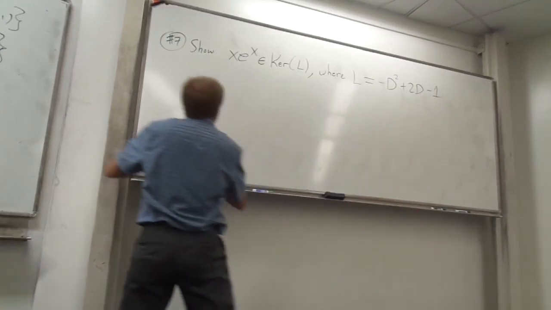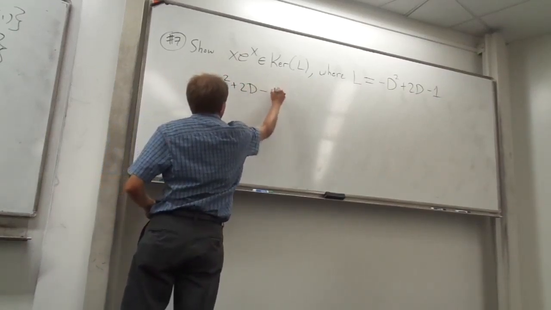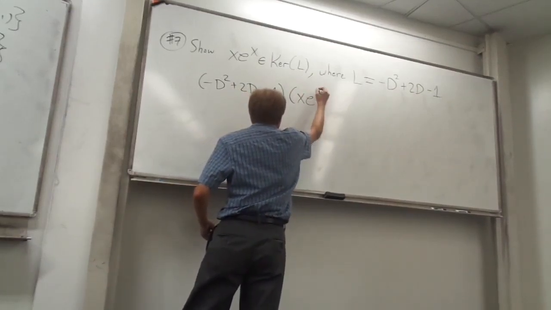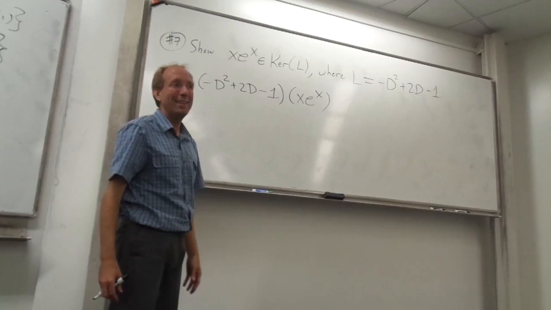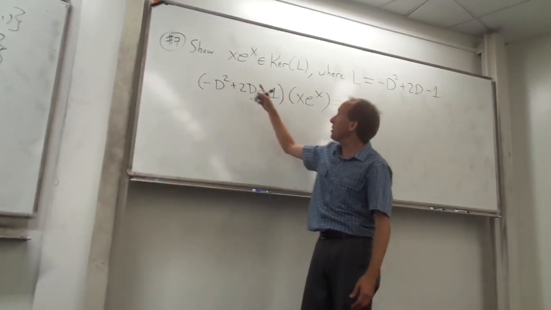So would it be safe to say that what I really want to do for this problem is take my transformation, my operator, my L right there, apply it to x e to the x, and just see if you get 0, right? Okay, so how am I going to do that? I like to just kind of do this term by term.